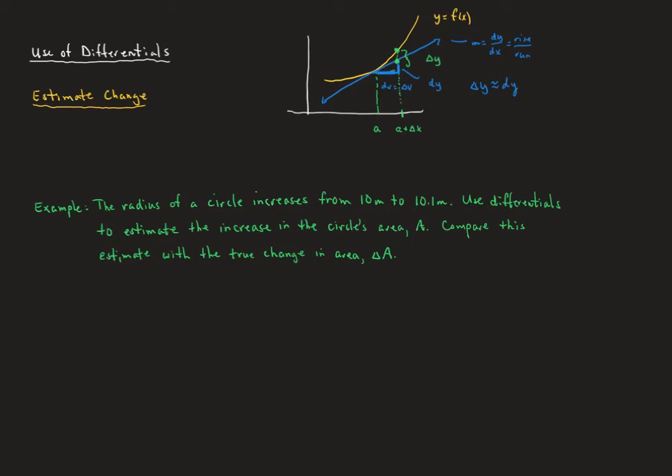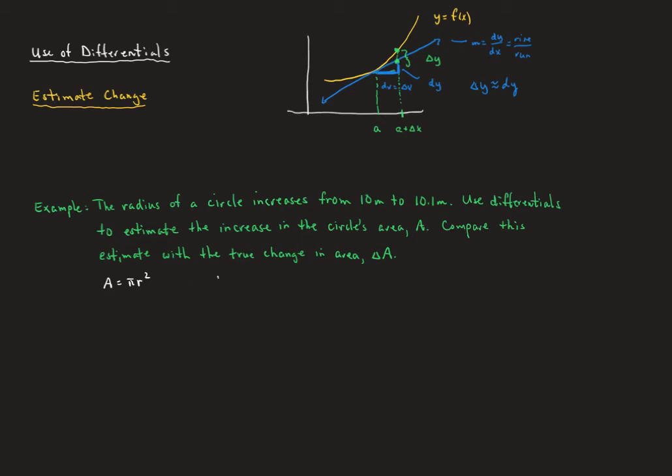Compare this estimate with the true change in the area, delta A. Okay, well, let's unpack a little of this. We know that the area of a circle is pi r squared. We know our r, our r is changing from 10 to 10.1.